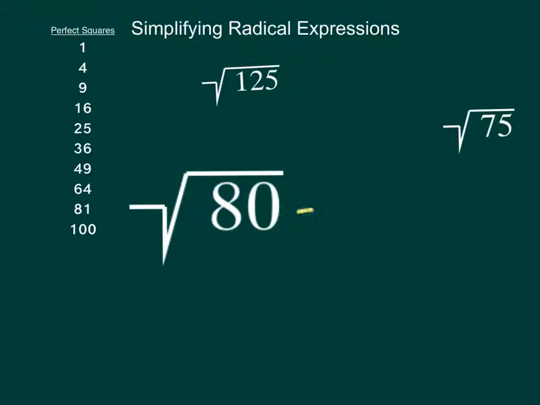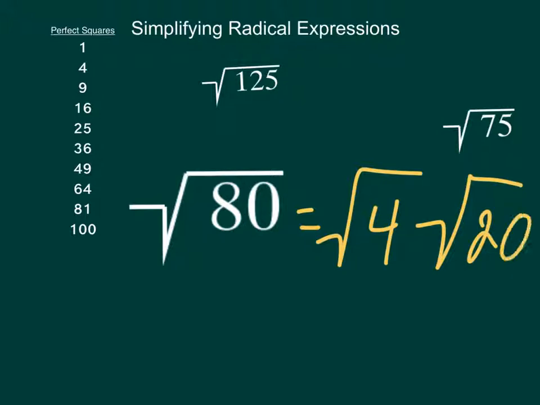So, before you use your product rule, if you want to try 4, it would be 4 times 20. However, 4 will also go into 20. This means that I have not picked the biggest perfect square possible that will go into 80. Thus, it's going to leave me with more work to do.